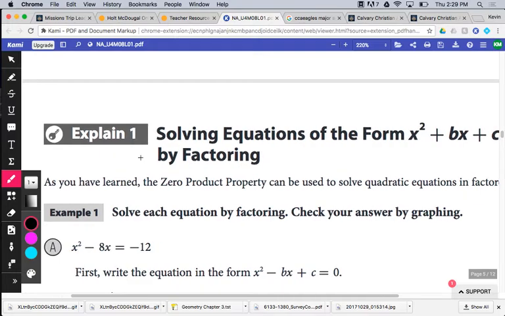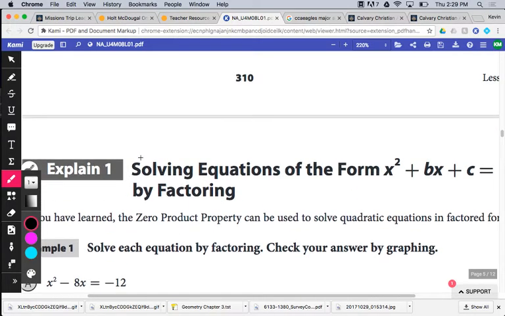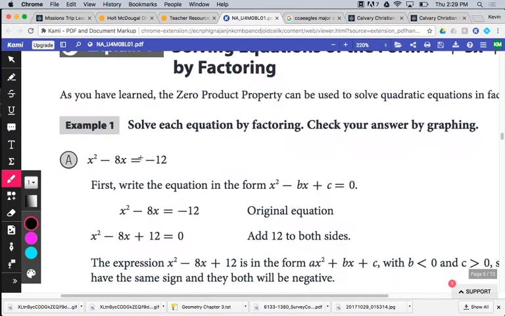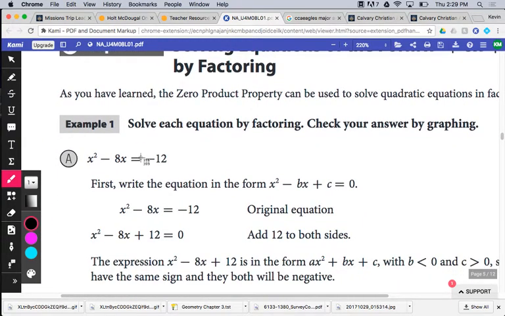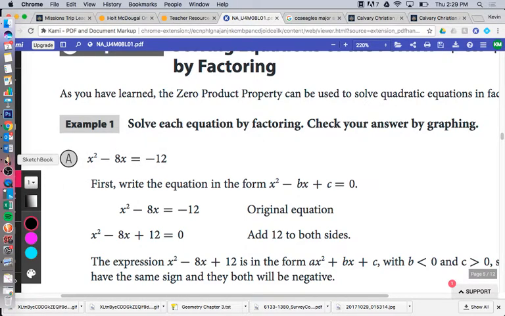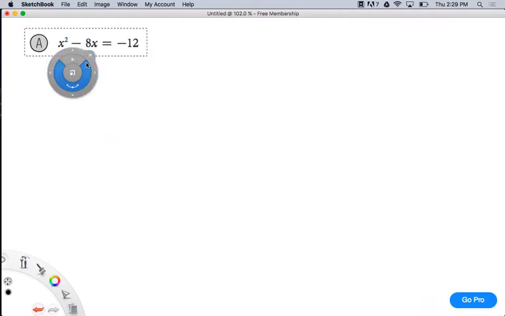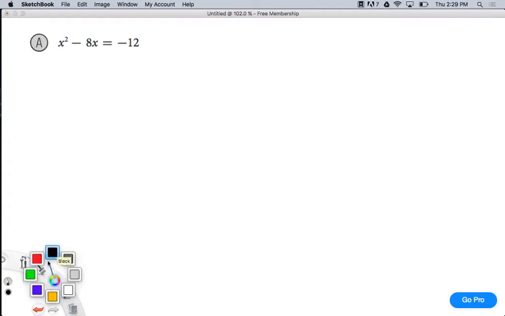Solving equations of the form x squared plus bx plus c equals 0, top of page 311. This one right here. Now this is probably starting to look familiar. Can I factor it when it's like that? No. What do I have to do? I've got to add 12 to both sides. I've got to get a 0 on one side, right?